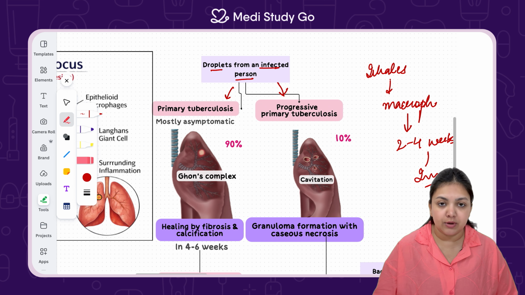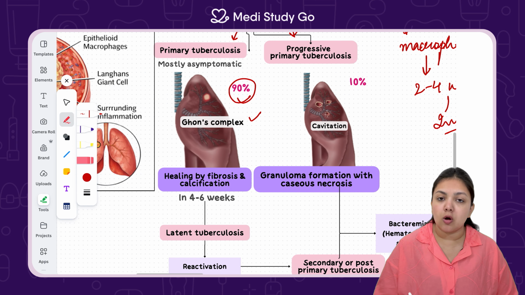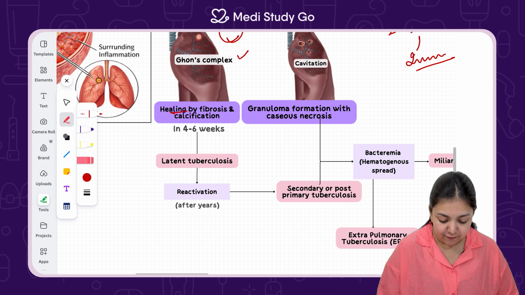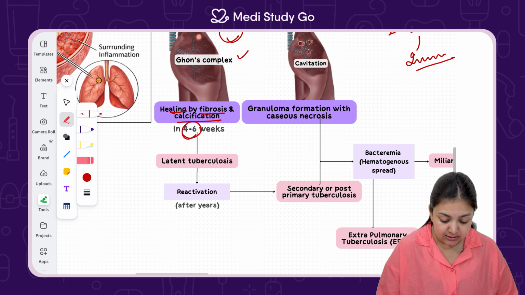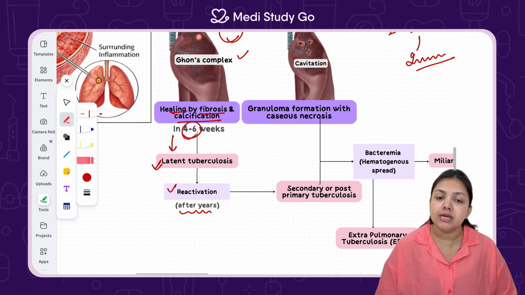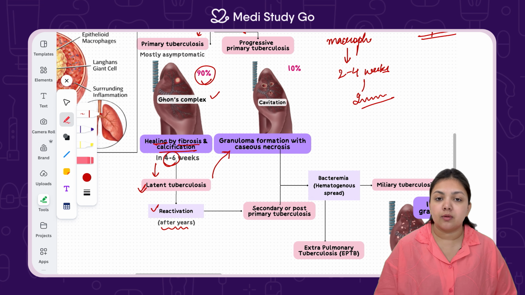So firstly, primary TB will happen. In primary TB, in 90% of cases, Ghon's complex is formed, which is not really symptomatic in terms of necrosis, etc. So this heals by fibrosis and calcification in 4 to 6 weeks and no severe symptom happens. But this leads to a latent stage of the bacilli and no action. Now, this latent tuberculosis can reactivate after years or in some time also, which can lead to the progressive form.